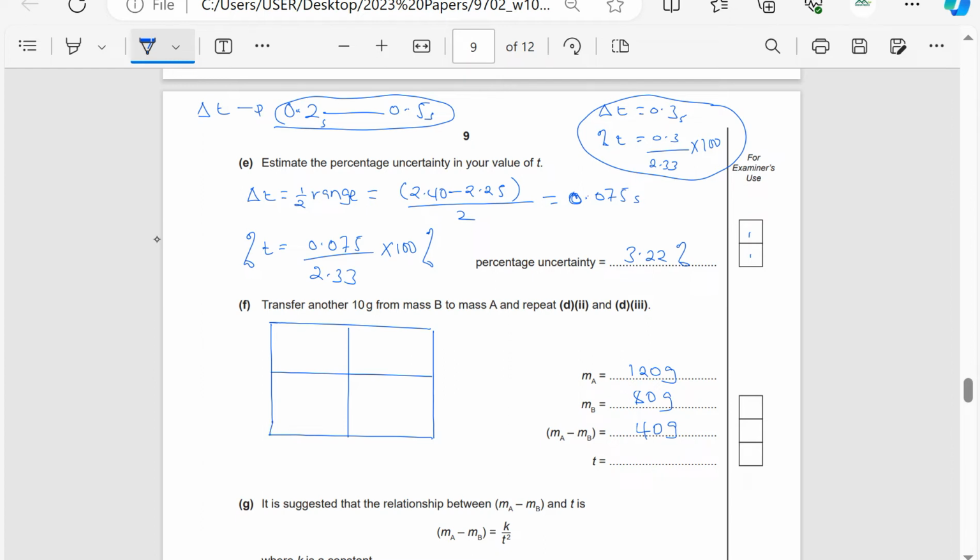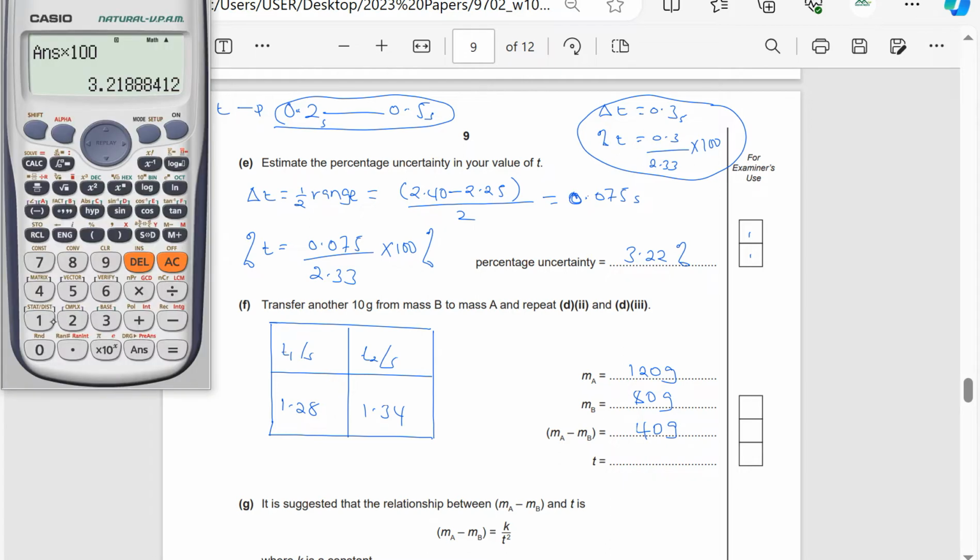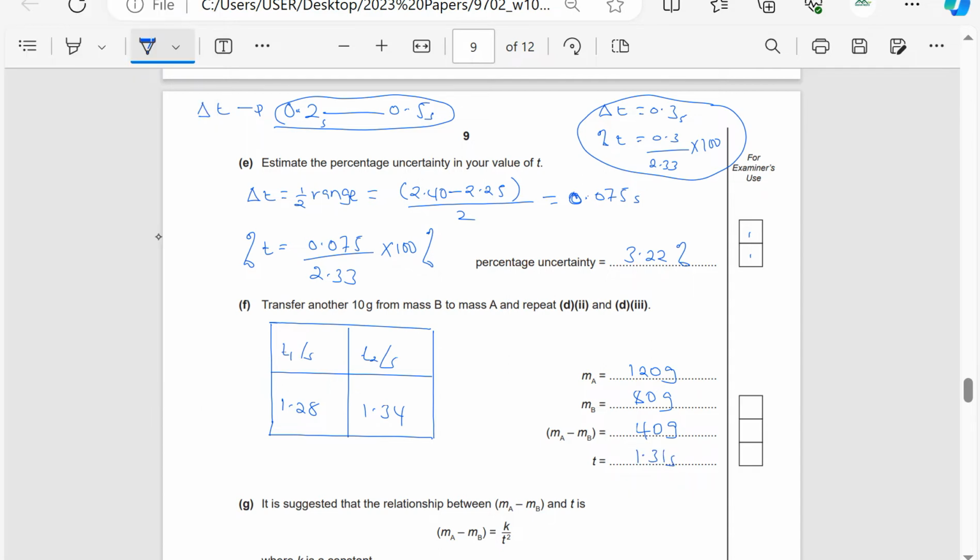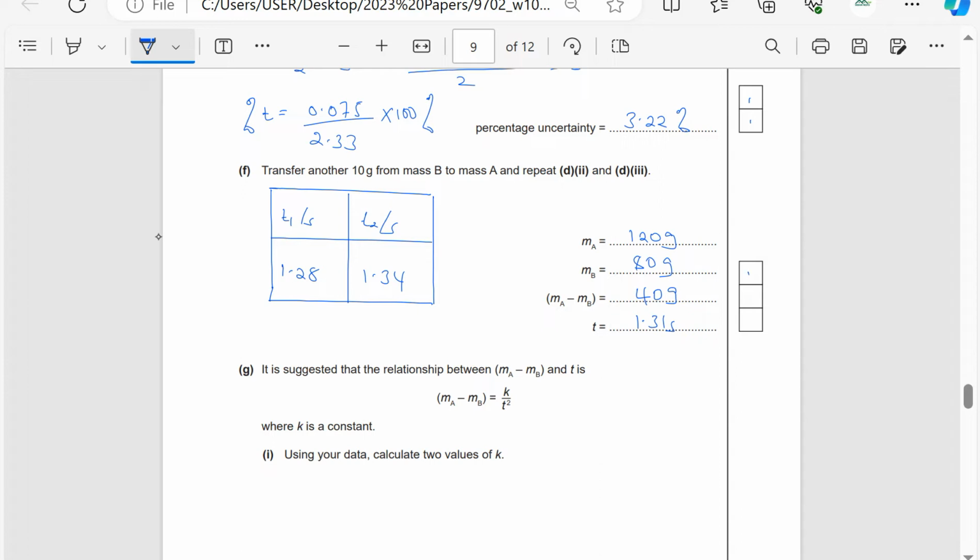Okay, so she repeated. So she got T1 in seconds, T2 in seconds. So since the mass has changed, the value of time is most likely going to change. So she has here 1.28. Then the second attempt she has 1.34. Then she obtains the average, 1.28 plus 1.34 divided by 2. So she gets 1.31 and records 1.31 seconds. Okay, I'm very sure this would give her all these 3 marks.